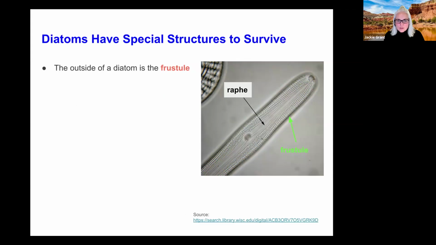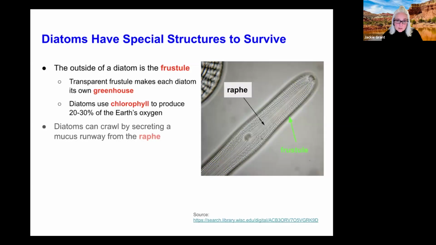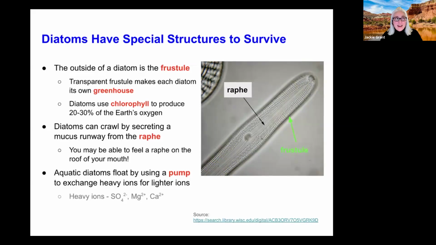Okay, so these special structures, again, we've talked about the frustule, that's kind of hard to say. That is that silicified external covering of the diatom, and it's transparent. It lets light in so that the diatom can use its internal chlorophyll, which is a chemical structure that lets them produce oxygen. And 20 to 30% of the Earth's oxygen, or maybe more, is because of diatoms. So if you think about that, every fifth breath you take would be a breath of oxygen from a diatom.